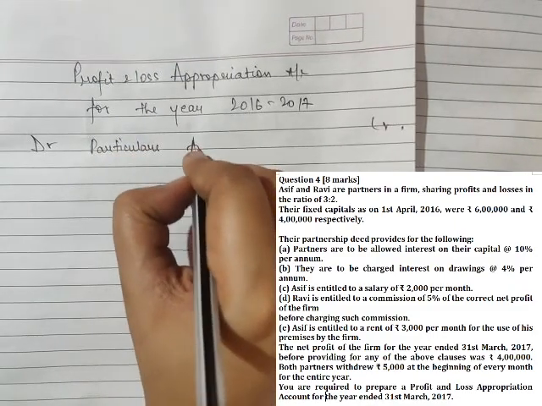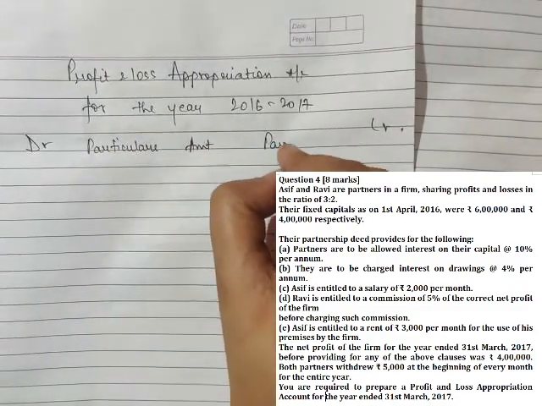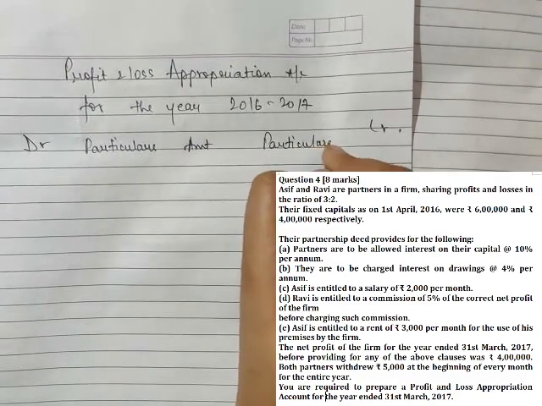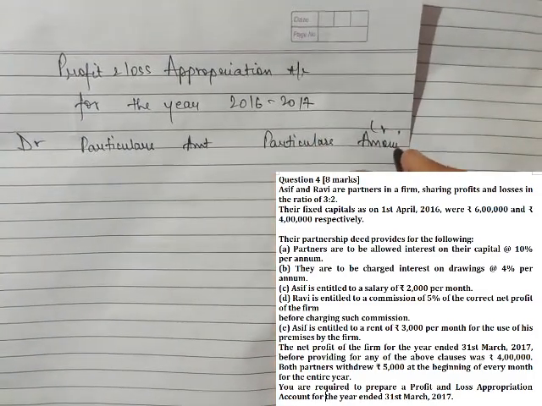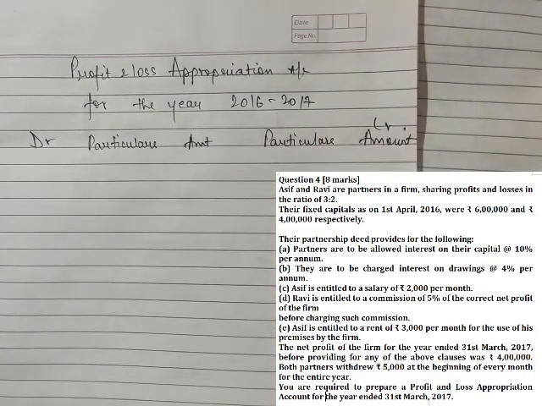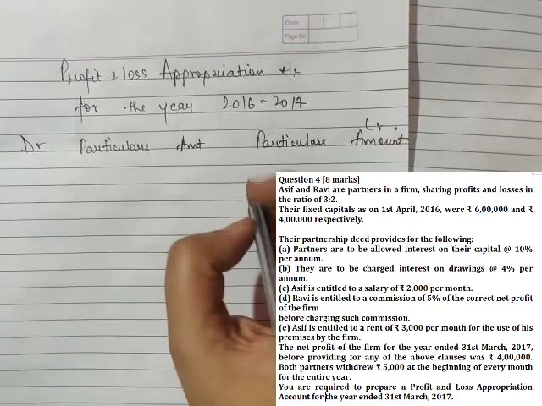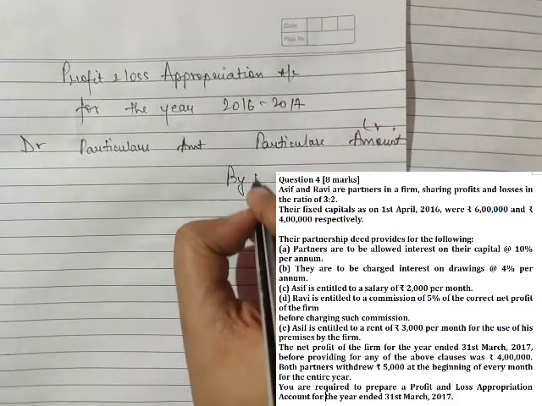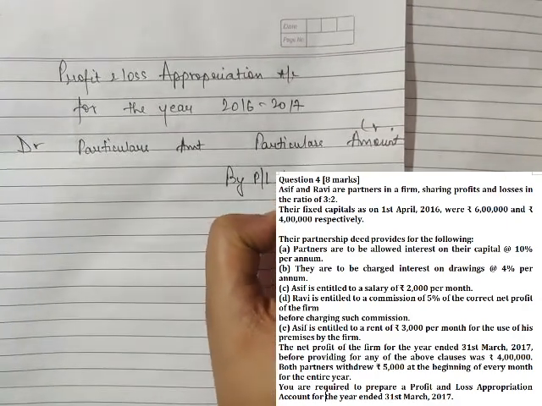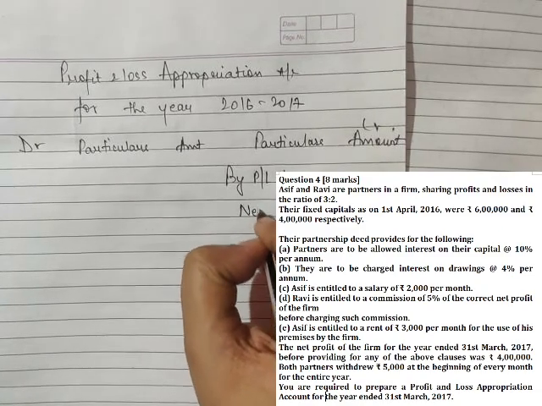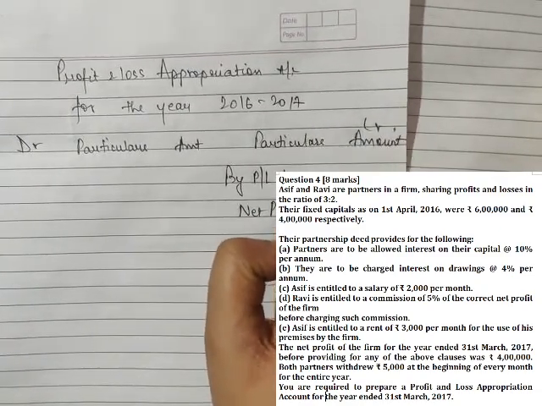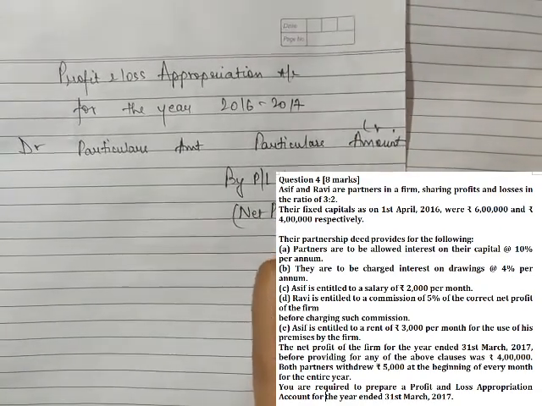So, particulars, amount. So the first entry, the profit for the year is given as 4 lakh rupees. So by profit and loss account, the net profit is 4 lakhs.